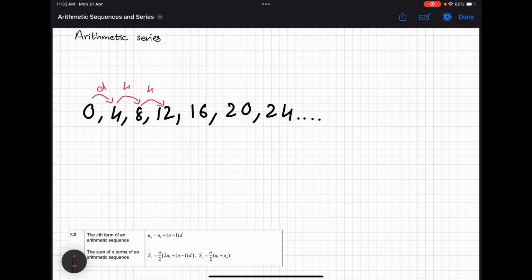But for example, if we had another series where the first term was 1, then it became 2, then 4, then 8, then 16, then the difference between consecutive terms is changing. Hence, this is not an arithmetic series.